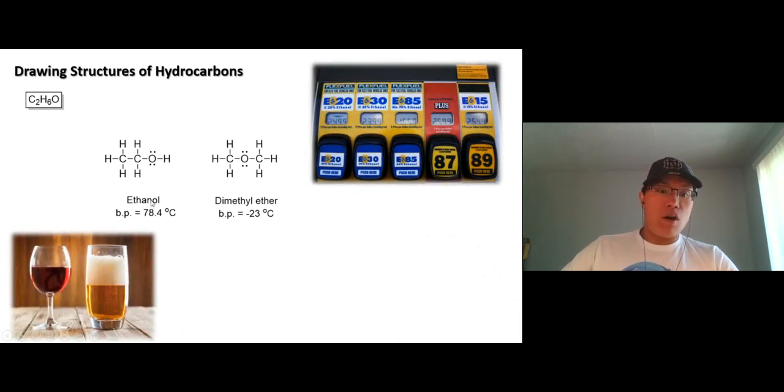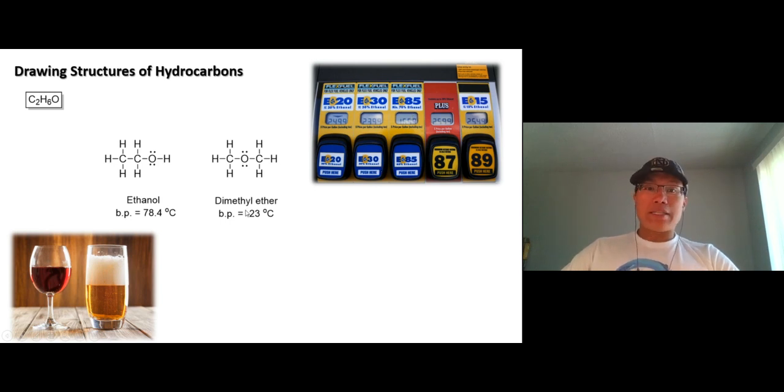So ethanol, of course, we know all the alcoholic drinks, ethanol is the main component in them. Okay, you might have heard of the fuel or gas for the car mixed with octane and ethanol. So you get E20, E30, or E85. Okay, those have ethanol mixed in it. All right.